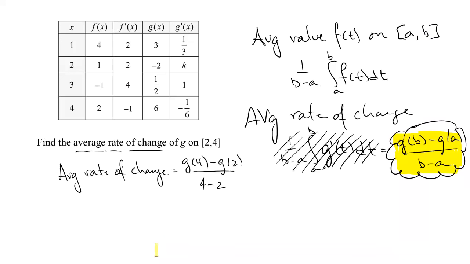Turning our attention to the table, for g of 4, we're going to go down to 4 for x, go over to the g function. That value comes out to be 6. Do the same thing with g of 2. Go to 2 for x, go over to the g function, negative 2. And we can plug that in, yielding 6 minus negative 2 over 4 minus 2. 6 minus negative 2 is 8. 4 minus 2 is 2. 8 divided by 2 is 4. Problem solved.